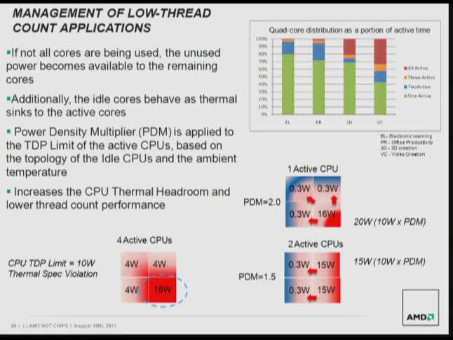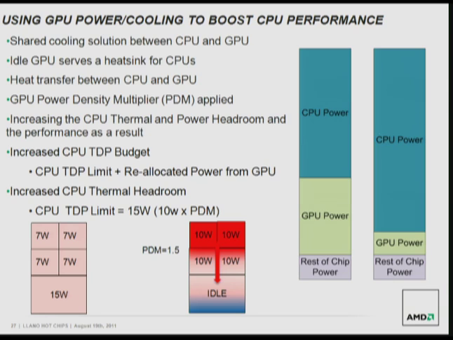So we introduce this concept of the power density multiplier, which allows us to actually modulate the chip or the core TDP limit based on the activity of the surrounding logic. Rushing right ahead because Alan's going to be coming up here real soon. We can extend that to the GPU as well, right?